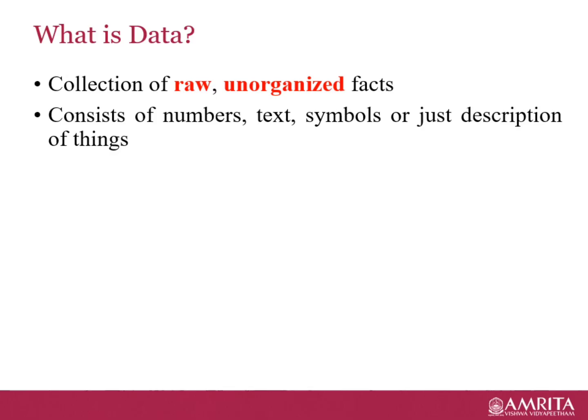Before going to the techniques of data representation, we should know what data is and what the different types of data are. First, we can see what is data. Data is a collection of raw, unorganized facts. It consists of numbers, text, symbols, or just descriptions of things. For example, if we type something, it is data. If we record an audio, it is also data. Similarly, anything which we are storing inside a computer, transmitting, or processing inside a computer can be considered as data.